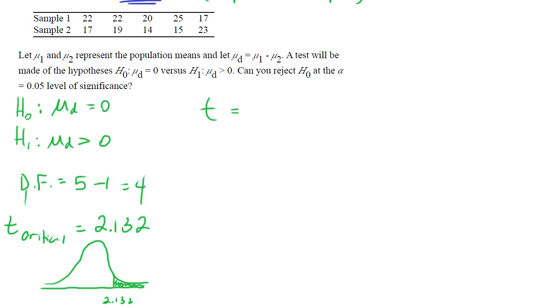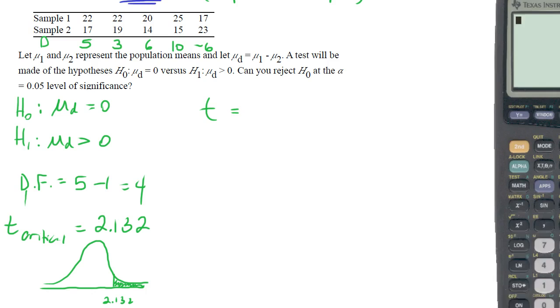I'm going to the calculator. So first let's find the differences. The differences are 5, 3, 6, 10, negative 6, right? 22 minus 17 is 5. 22 minus 19 is 3. 20 minus 14 is 6. 25 minus 15 is 10. 17 minus 23 is negative 6. Yes, that's what I'm inputting into my calculator.